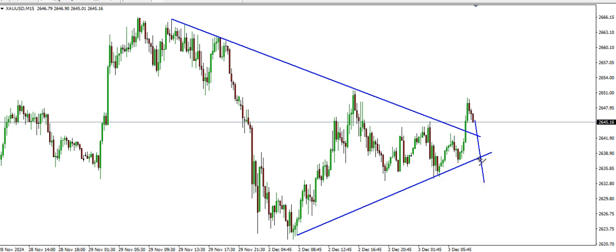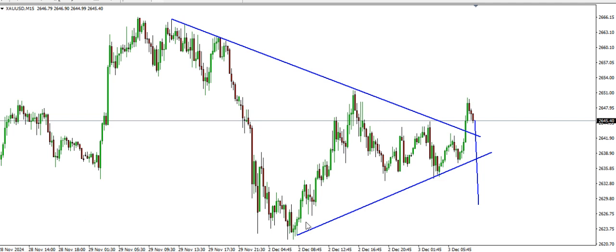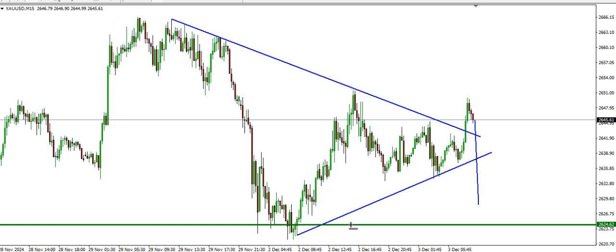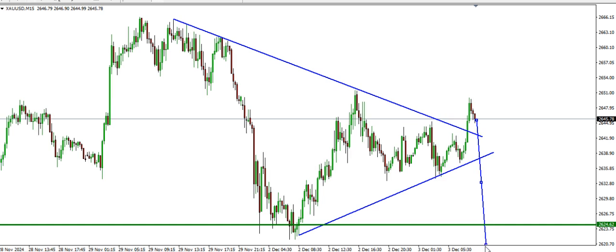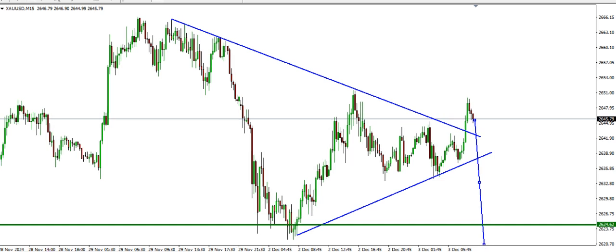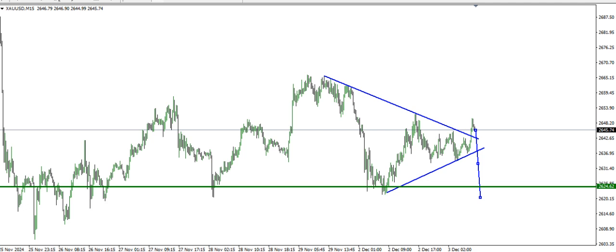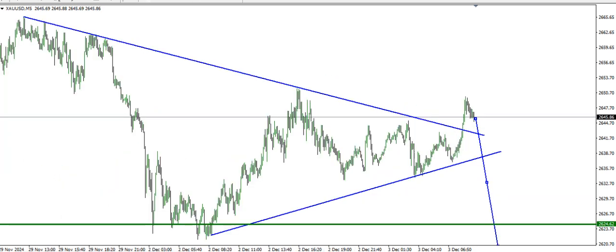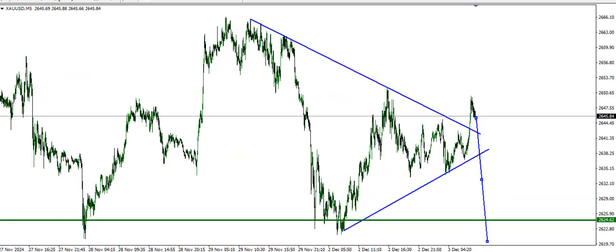Sellers might come in and also drive price downwards to this previous support, and the support is at 2624. We might see price drop to this low. A further break will now affect the flag pattern that I explained initially. On the 5 minutes time frame, price is ranging, so we want to wait for a proper range breakout.